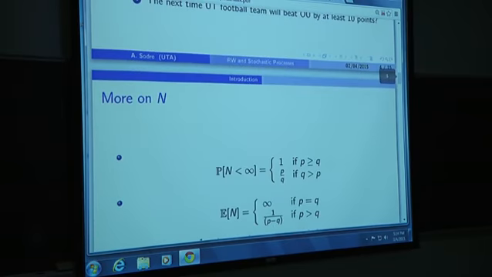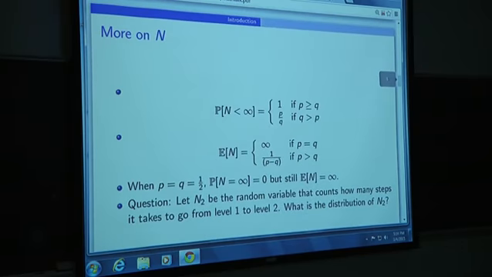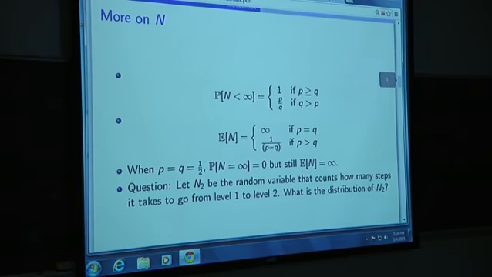So let's continue. Here on the n that I defined.